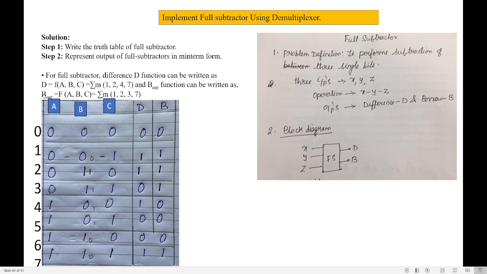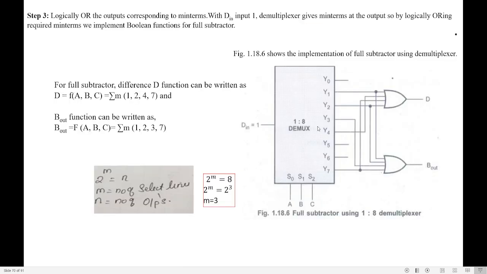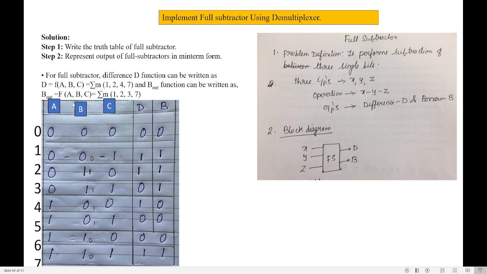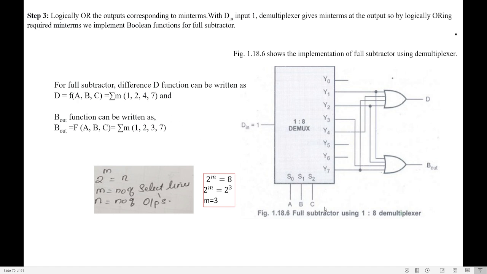So how many inputs and how many combinations? 3 means 8 combinations, 0 till 7. So I use a 1 by 8 demultiplexer, which has 3 selection lines. My inputs A, B and C act as the selection lines for my demultiplexer. So the choice of demultiplexer depends upon the selection lines, and the selection lines depend upon the number of inputs. If inputs are A, B, C, then I have 3 selection lines. If there are 3 selection lines, I will have a 1 to 8 demultiplexer.